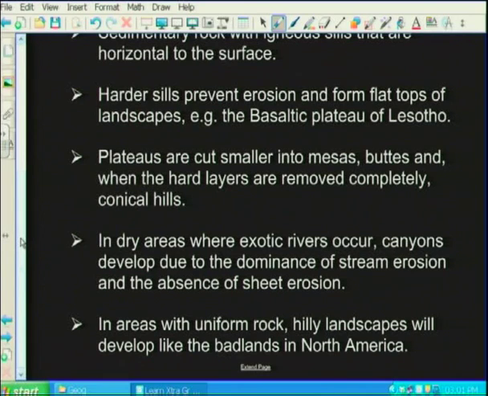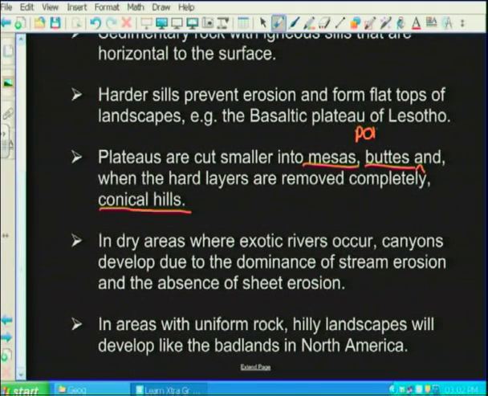The third point then goes on to mention that plateaus, which is how the horizontal strata originally begin, are cut smaller into mesas, buttes, and when the hard rock layers are removed completely, these layers form what we call conical hills. Just a reminder that in between a butte and a conical hill, we can also get what's referred to as a pointed butte. It is just a smaller version after a butte has been eroded even further.